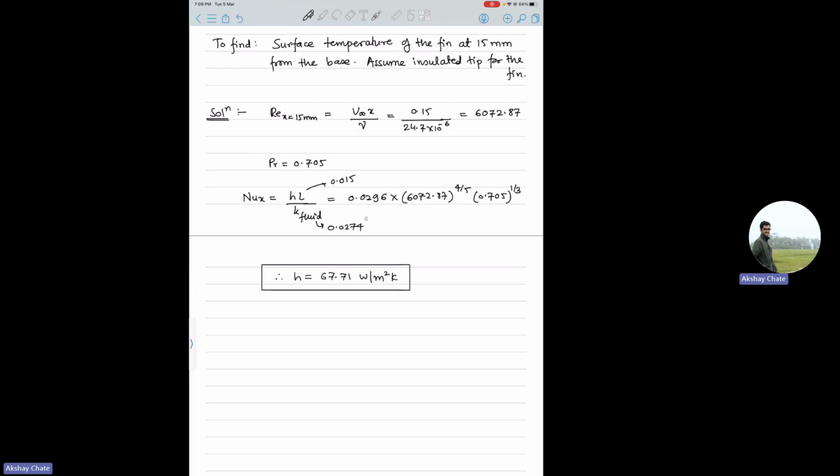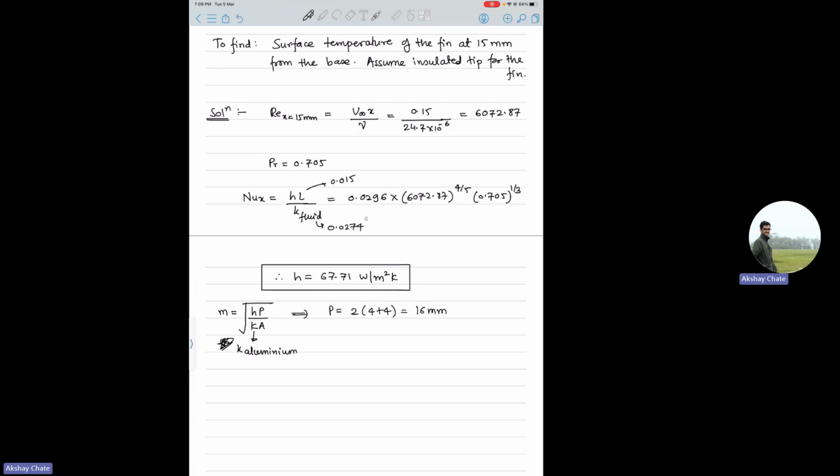So now you need to calculate m, which is the square root of hP by kA, right? Here it is K of aluminium. So please note this point, otherwise you make a mistake. And now see, P is what? It's a square cross-sectional area, right? So P will be 2 into 4 plus 4. So 16 mm perimeter, right?